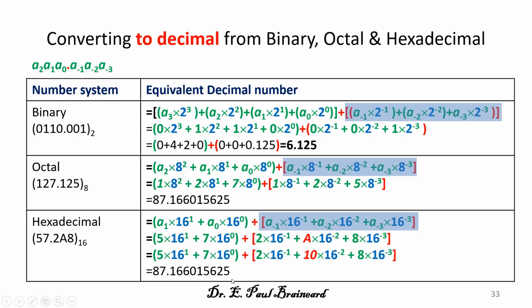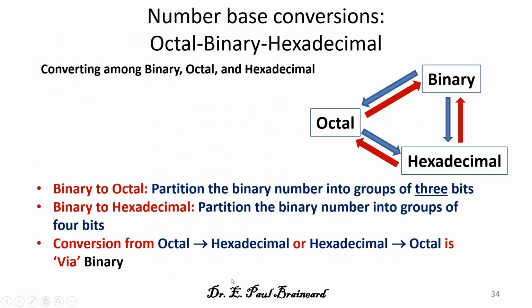Now let's look at converting among binary, octal and hexadecimal number systems. To convert from binary to octal, partition the binary number into groups of 3 bits, starting from the right side. To convert from binary to hexadecimal, partition the binary number into groups of 4 bits.